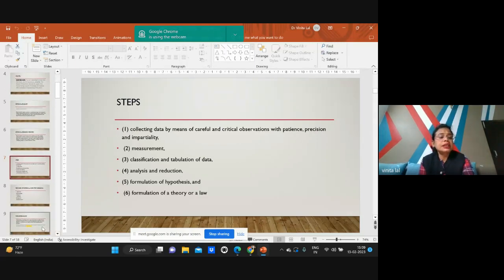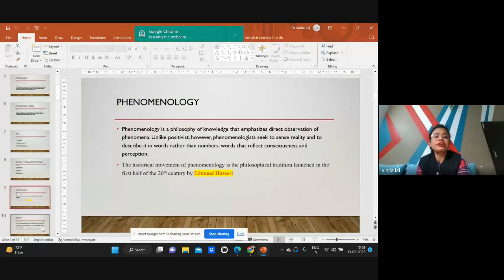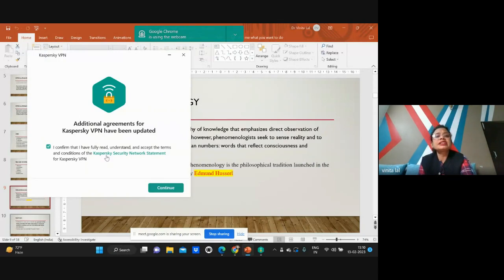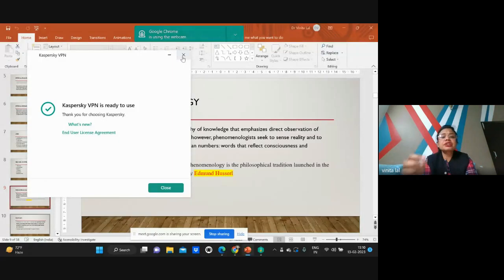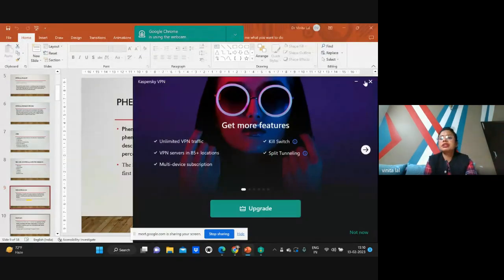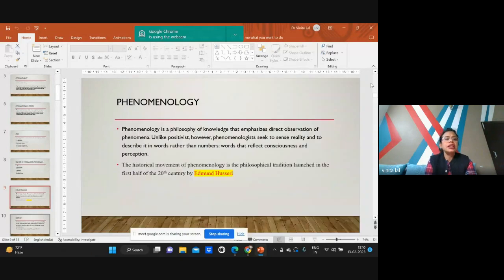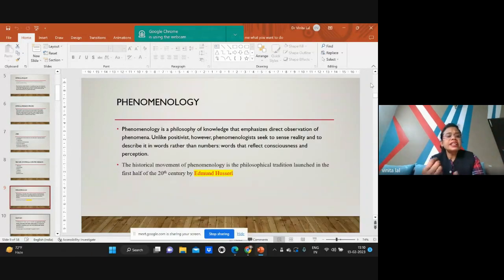The next slide. What is phenomenology? It is also a part of research, and it is a philosophy of knowledge, a philosophical study of the structure of experiences and consequences.